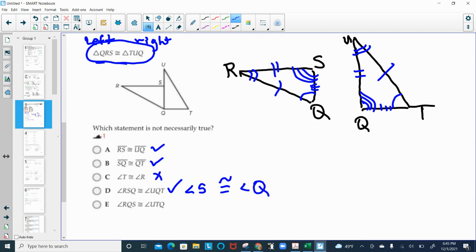And then the last one, RQS. We're going to go R to Q to S. That's angle Q. That has 1 arc mark. And then UTQ. U, we're up here to T to Q. That's angle T with 1 arc mark. So those are congruent. So the only one that looks like it could possibly be wrong is choice C.